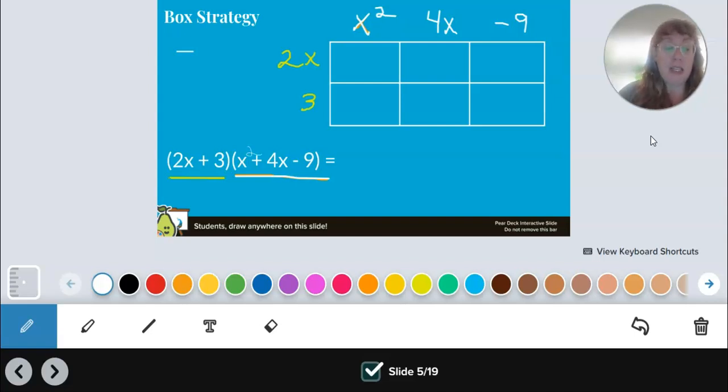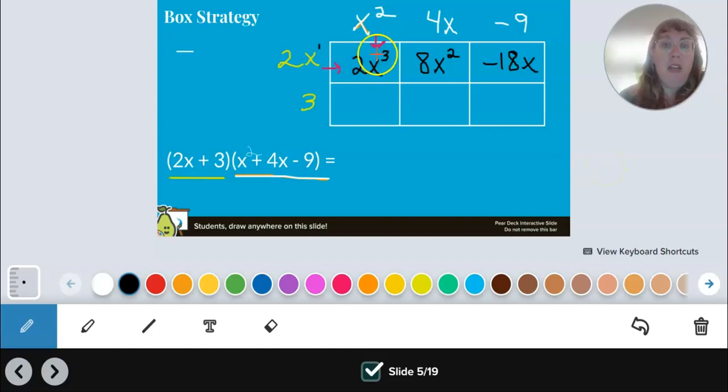So we still set up the box the same way, only now there's a couple more boxes, but it's the same process of just doing one multiplication at a time. So this first one will be our 2x times x squared, which gets us 2x cubed, right? Because this is an x squared times x to the first, so we add those exponents when they have the same base and we're multiplying. 4x times 2x is an 8, for 4 times 2. X times x is x squared. Negative 9 times 2x is a negative 18x.